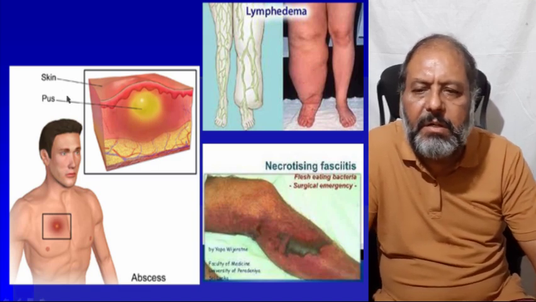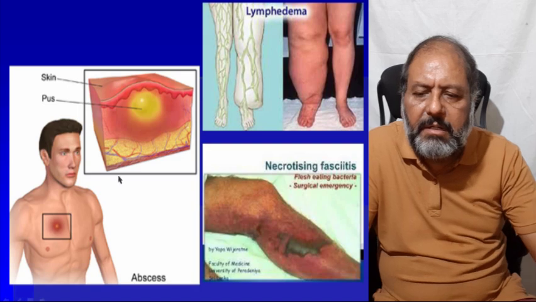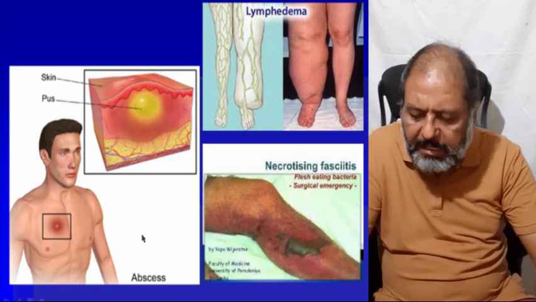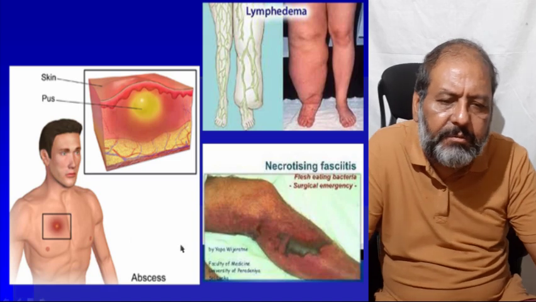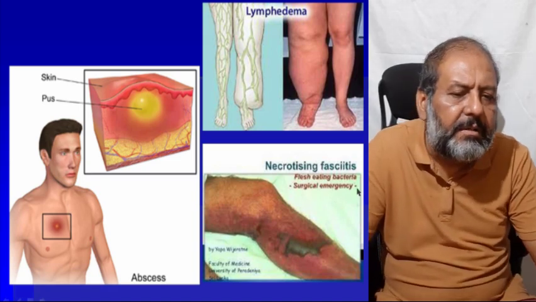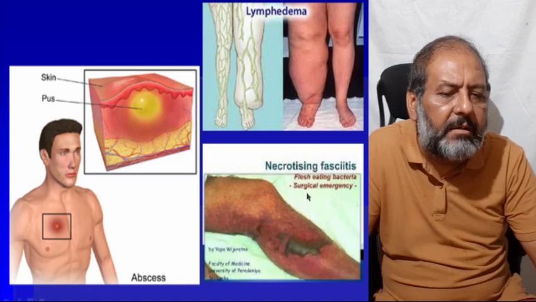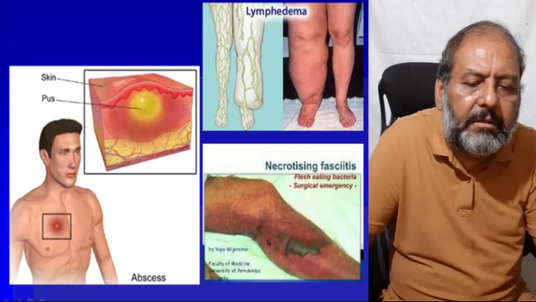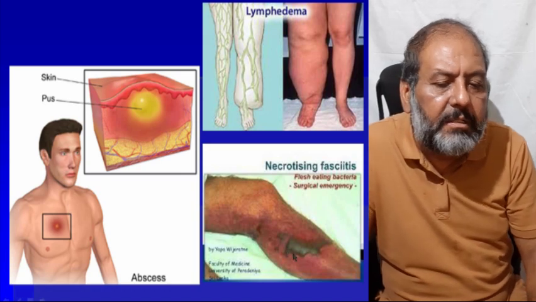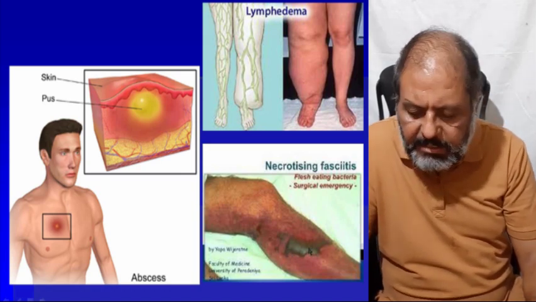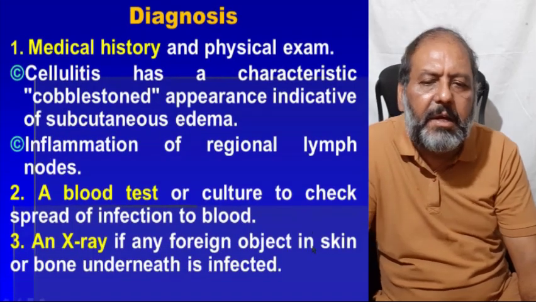Here again one can see the skin, and there is pus inside, forming the abscess, and that is one of the complications. Similarly, necrotizing fasciitis, the flesh-eating bacteria, is a surgical emergency, and these are just going to cause this kind of infection, which is very serious and leads to gangrene sometimes.